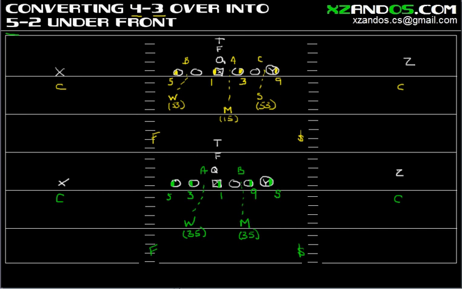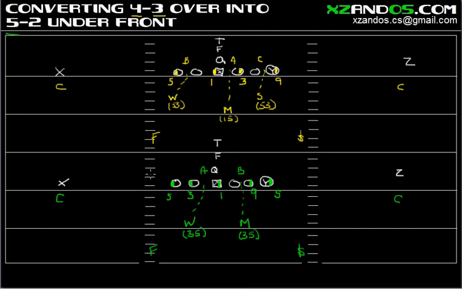Why is it beneficial to have a 4-3 over front versus a 52 under front? You still have 7 players in the box. 4 plus 3 is 7. 5 plus 2 is 7. But as you can see in the top diagram, there are 3 gaps open pre-snap that second level players are responsible for. So versus a 4-3 versus a run, those 3 linebackers are going to have to get downhill pretty quick in order to be solid against the run.